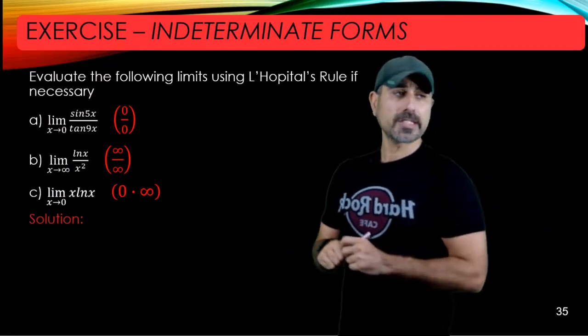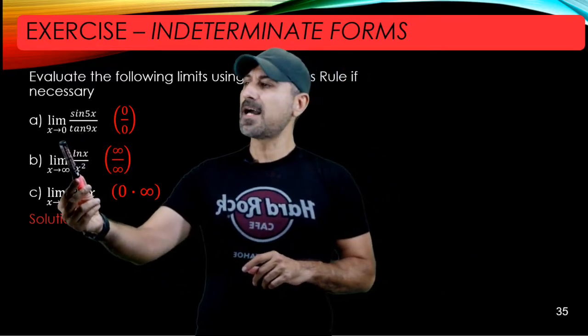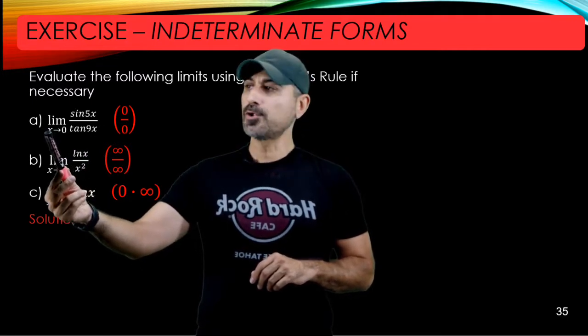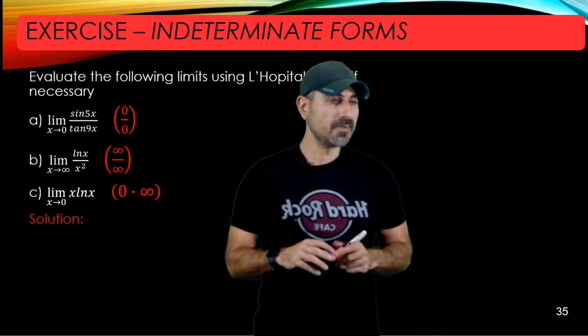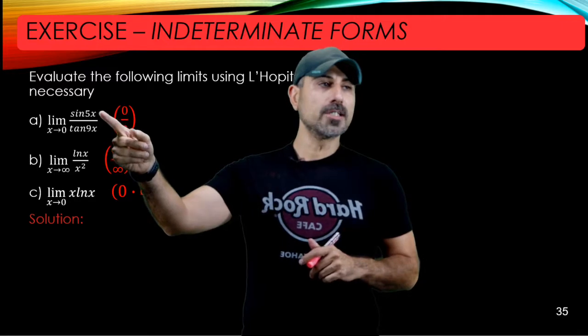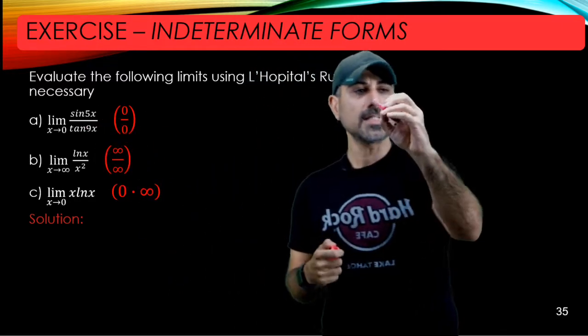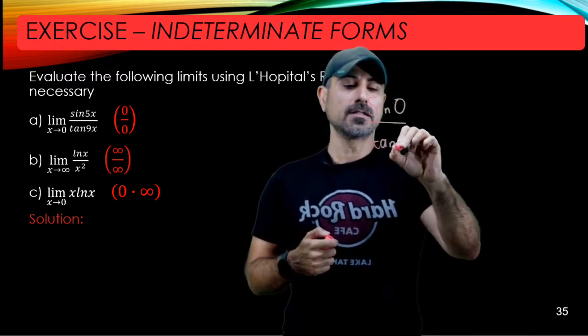So why don't we consider part A to start with? As you see, I have sine 5x divided by tangent 9x, and x approaches 0. What we do in general is just a function evaluation to start with. So we're just going to plug in 0 here. So this becomes sine 0 and tangent 0. So sine 0 divided by tan 0.